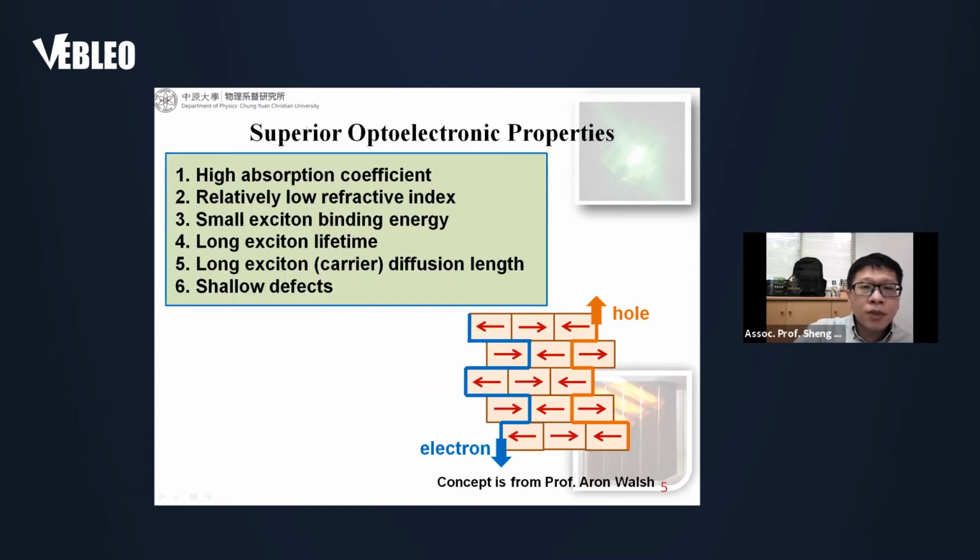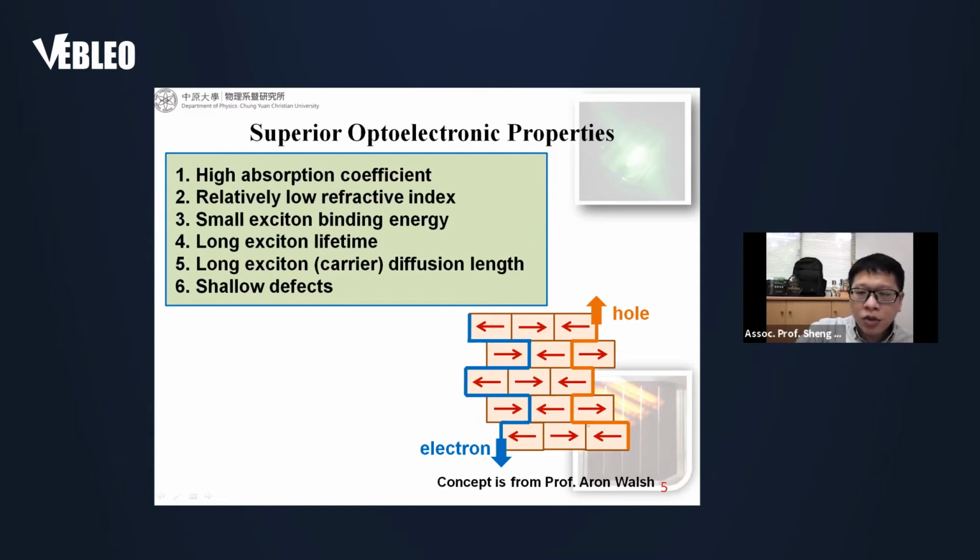This material has superior optoelectronic properties. The absorption coefficient is high, the refractive index is relatively low, and the exciton binding energy is small. So it means that it is easy to form free carriers in the perovskite crystal. And it has the long exciton lifetime and the long exciton diffusion length. This material also has shallow defects, so it's not easy to have the potential loss.